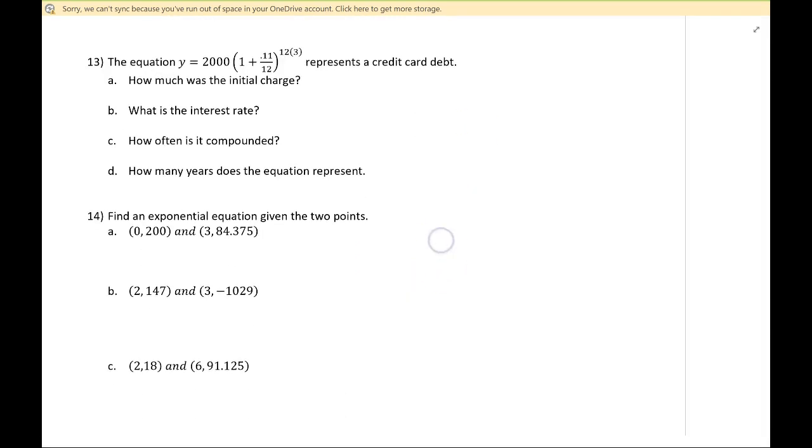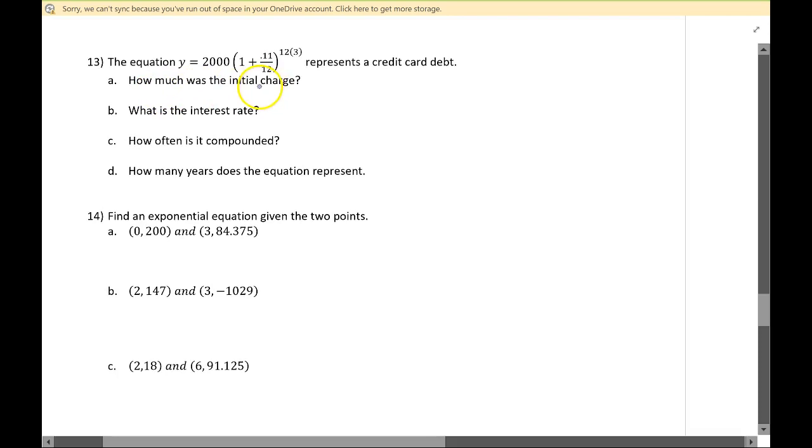All right, so number 13. How much was the initial charge? 2,000. What is the interest rate? And we're going back again. We're going back to this equation: A equals P times 1 plus r over n to the nt.